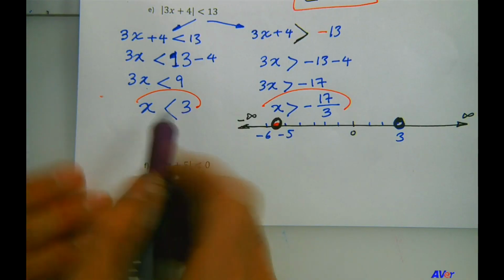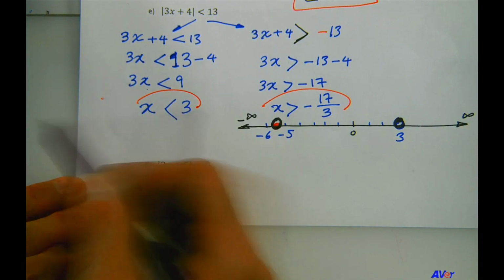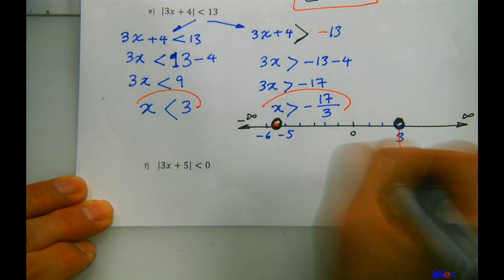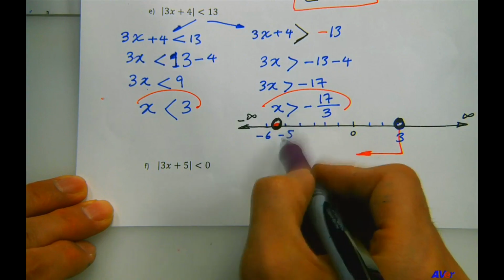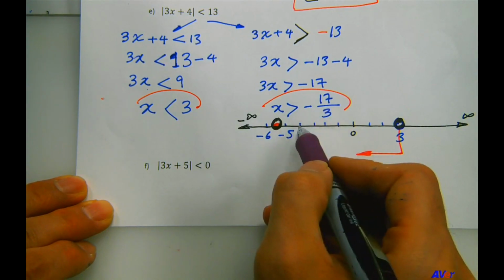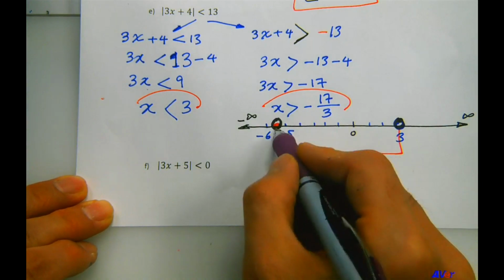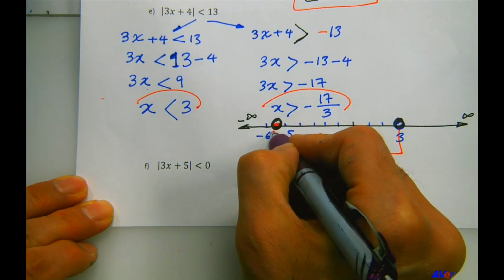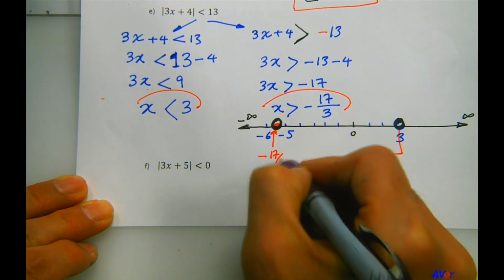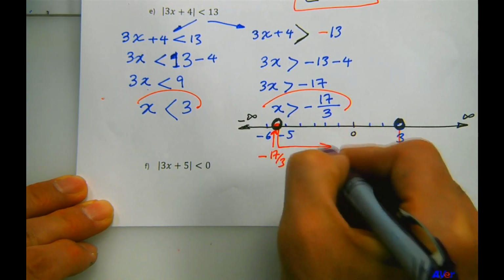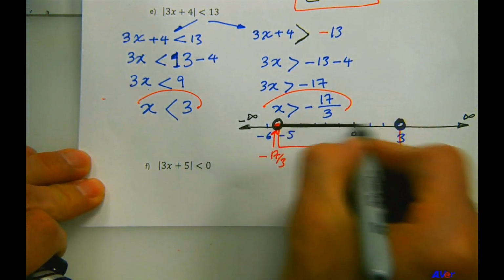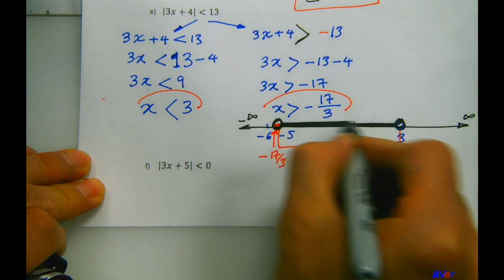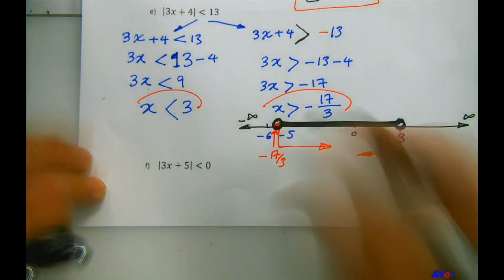Okay, so let's see. This one says x must be any number less than 3. In other words, they're saying go this way, right? This one says x greater than negative 17 over 3. So that point is negative 17 over 3, and this is saying go this way, right? Do the individual solutions overlap? Yes, they do. They overlap right here. Okay, so that's where they overlap.